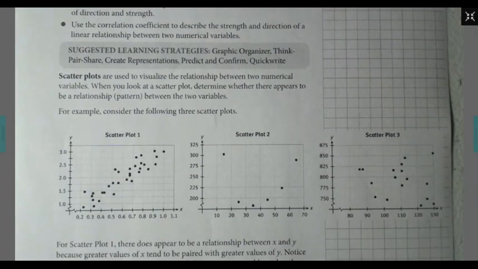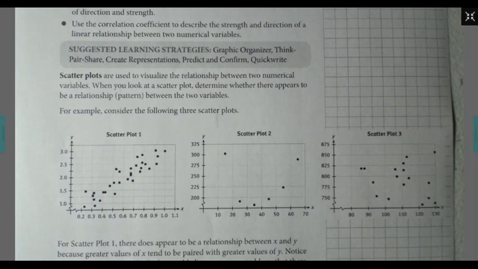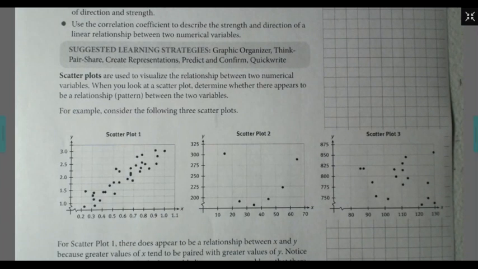Let's take a look at the paragraph preceding our first section. Scatter plots are used to visualize the relationship between two numerical variables. When you look at a scatter plot, determine whether there appears to be a relationship or pattern between the two variables. For example, consider the following 3 scatter plots.